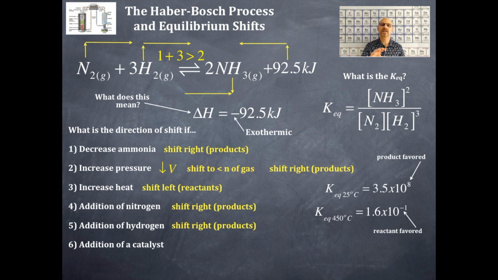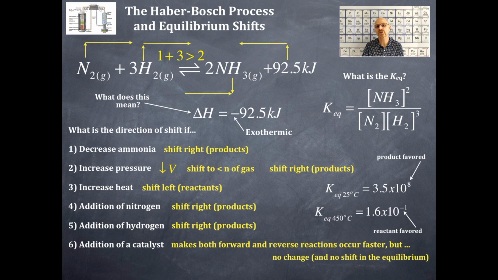Number 6, the addition of a catalyst. Now, you don't see the catalyst here in the equation, but you will hopefully understand that the catalyst lowers the activation energy barrier, but it doesn't cause a shift in the reaction. This makes both the forward and the reverse reaction rates occur faster. That means the whole reaction occurs faster, but there's no actual change or shift in the equilibrium due to the catalyst.